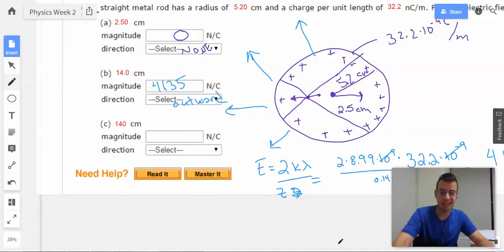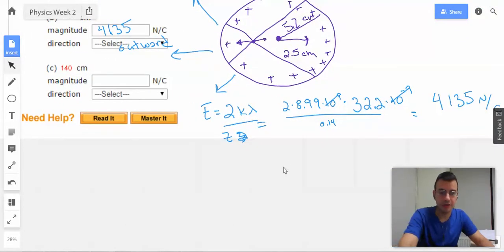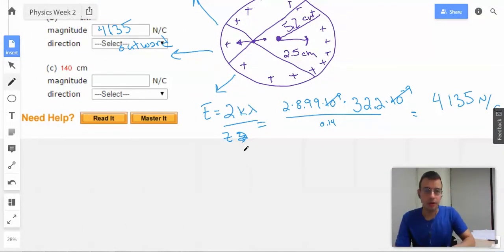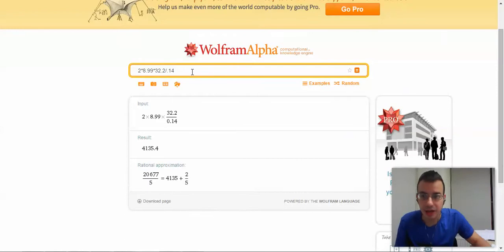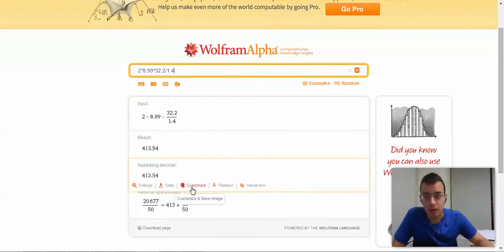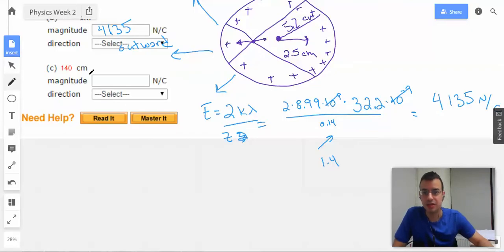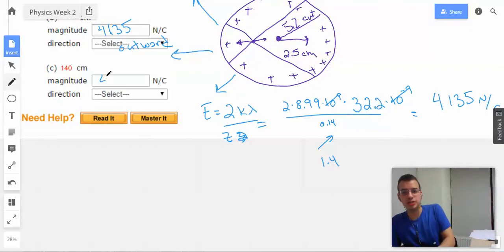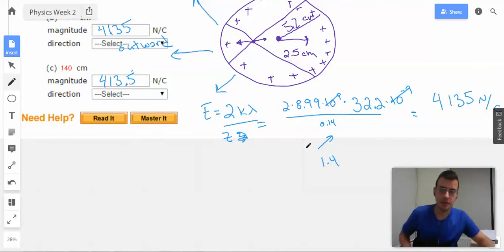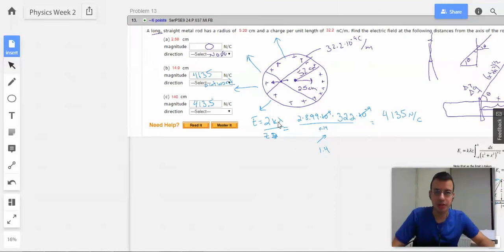All right, so now we're going to do the exact same thing, but with 140. So it is 10 times as far away. So instead of dividing by 0.14, we're going to divide by 1.4. So I'm just going to go back here. I could probably do this in my head, but I'm not going to if I don't have to. 413.54, yes. So this is then going to be 413.5 instead of 4,000. Yep, and that seems reasonable.